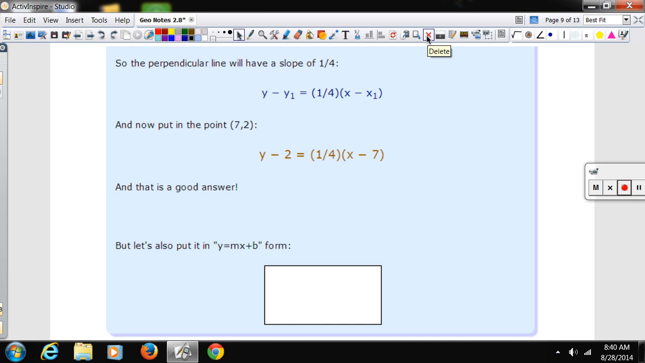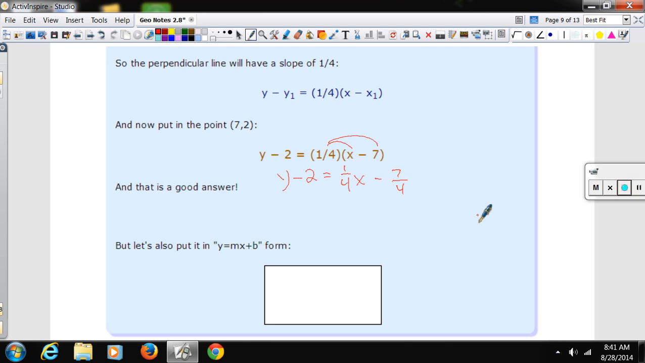So we're really actually pretty close. You do need to distribute the 1/4, so it will leave us a fraction. So you're going to get y minus 2 equals 1/4 x minus 7/4. One-fourth times 7/1 would be 7/4.